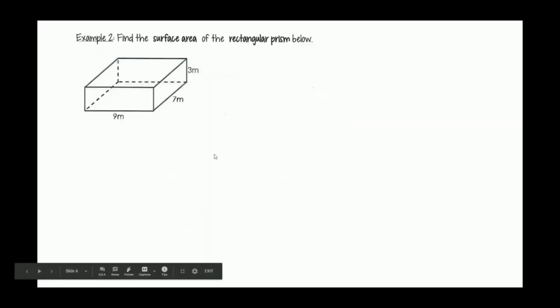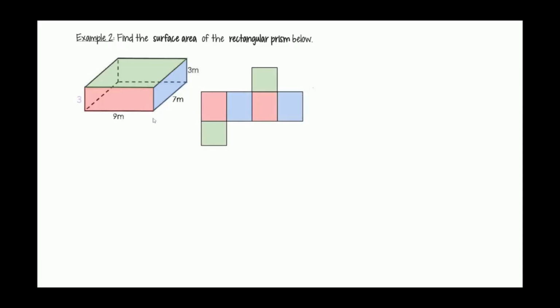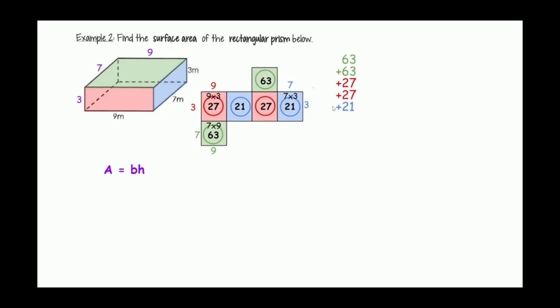Let's try another example. I'm going to go through this quicker. You can pause the video and try it out yourself. So I lay out my net, and I fill out the missing areas. My pink area is going to be a 9 by 3. So I'm going to multiply 9 times 3, which is 27, which means this is 27. My blue side, 7 times 3 is going to be 21, which makes this 21. And 7 times 9 is going to be my green area, which means this area is 63. Next, you add up all the sides, and you should get 222 meters squared.